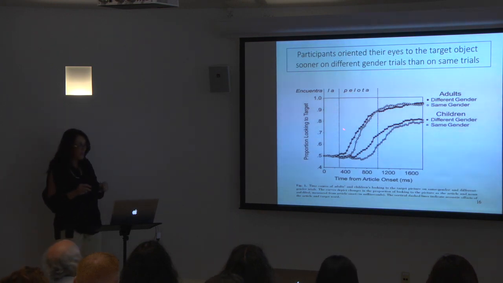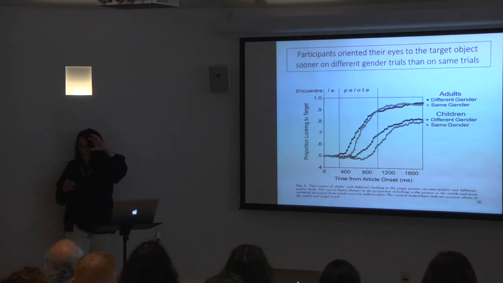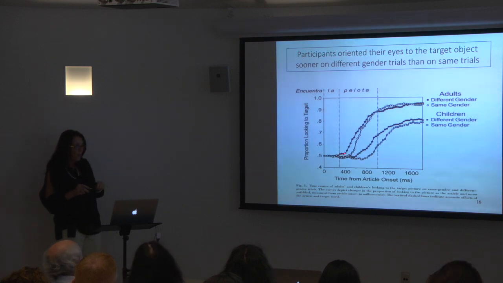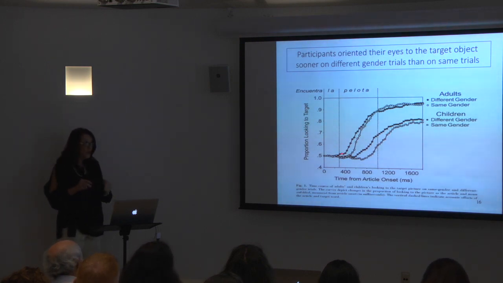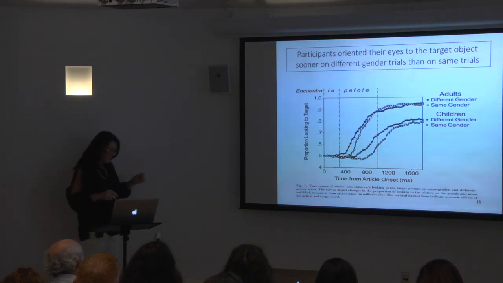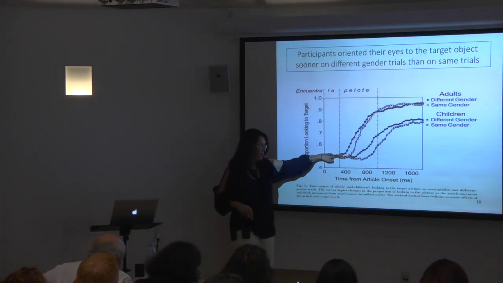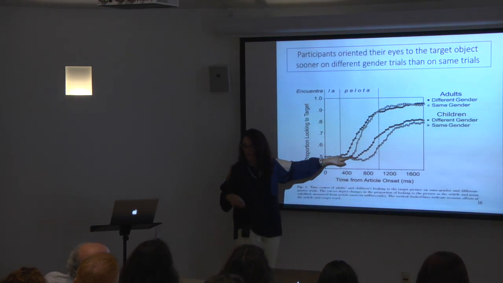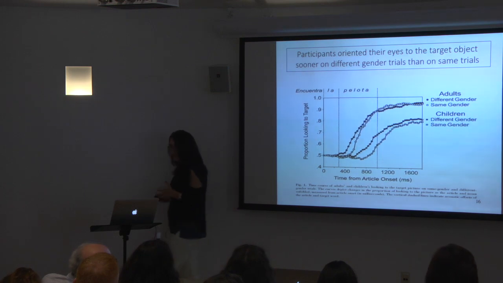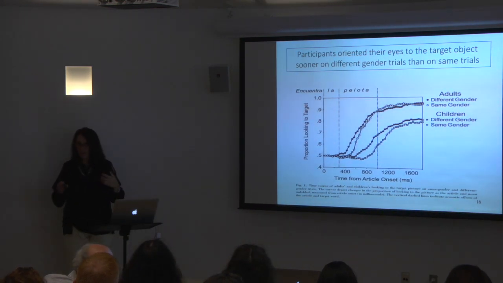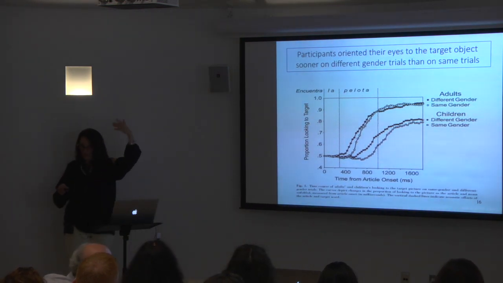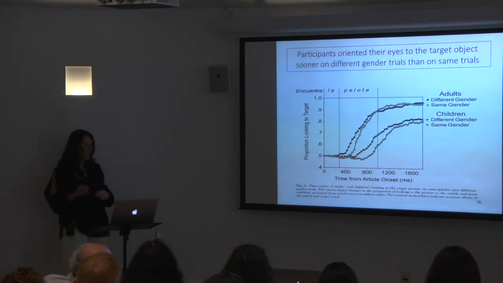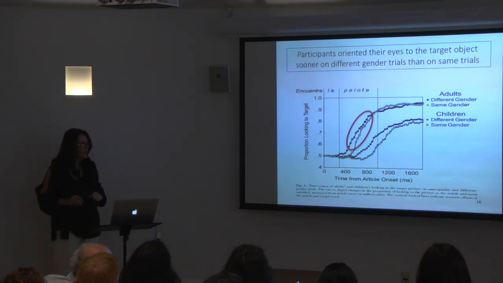But the important finding is this: when the gender is different, so when you have a picture of the ball and the car, participants orient their looks to the ball sooner than they orient their look to the car. So this happens here in time, this happens here in time, suggesting that in fact, native Spanish speakers use grammatical gender information to anticipate that the following noun will be either masculine or feminine.